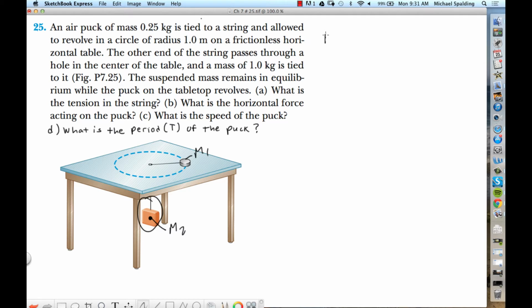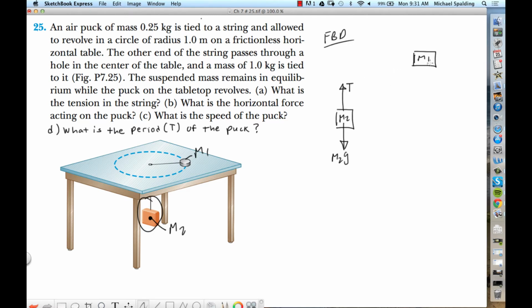Okay, so let's do our free body diagrams. FBD. So let's say that here's the puck, this is M1. Here, let me make that bigger. M1 is the puck, and then underneath here we have M2, and you can almost imagine it like a pulley. But anyway, what are the forces acting on M2? We have M2g down and tension up.